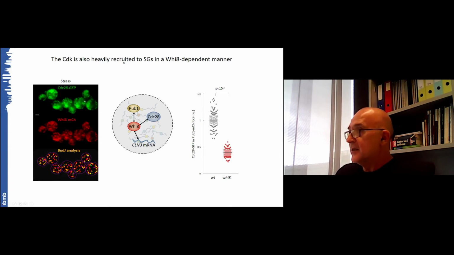We found that the CDC28 was heavily recruited to stress granules under stress conditions, not the whole protein. So we figured out from the images that around 50% of the protein accumulates in the stress granules under stress. And again, this recruitment depended on V8. So in cells that were lacking V8, we did not see that much localization of CDC28 in granules, now using PUB1 as reporter.